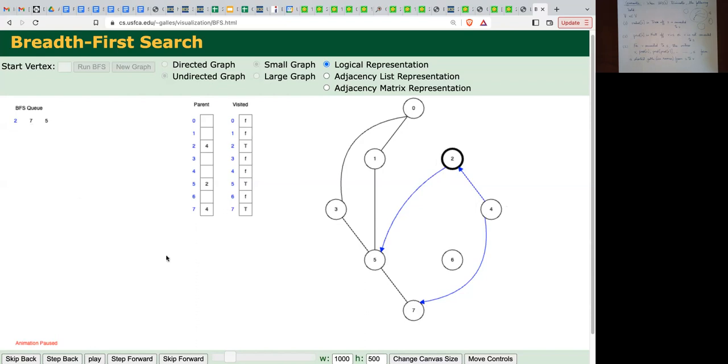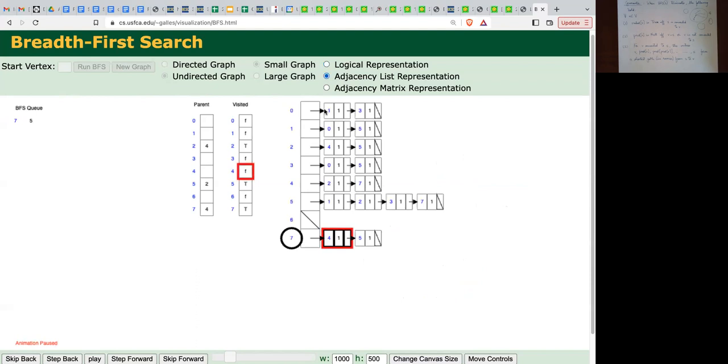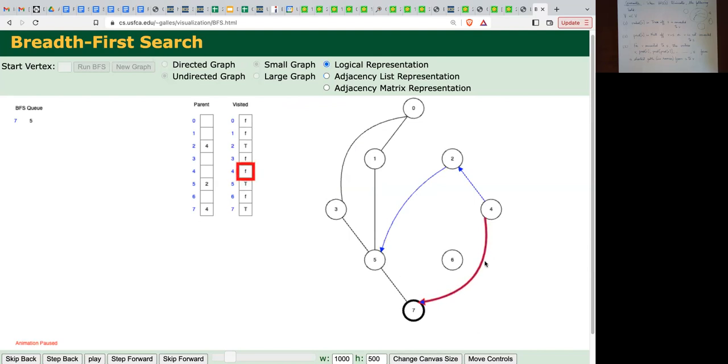7. Now, let's see what happens when you do 7. This is interesting. So we're looking at 7, right? Let's go to the adjacency list representation. 7 has 2 neighbors, 4 and 5. So 7 is going to look at 4. Now 4 is already visited, although this is marked false. It was a source and that's a bug here, right? So this should have been true. So 4 is already visited, so nothing to do there.